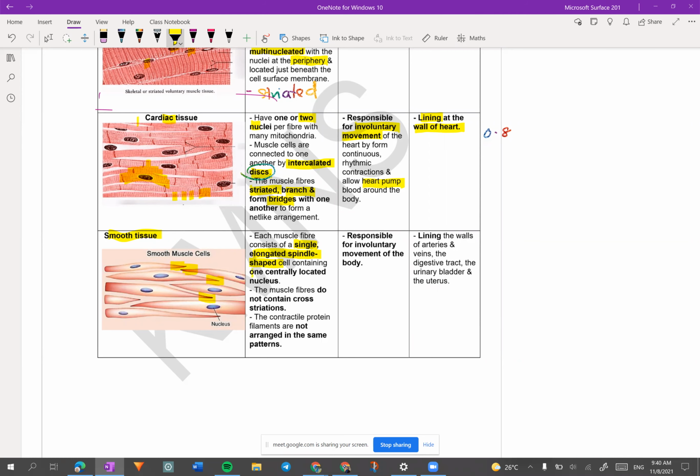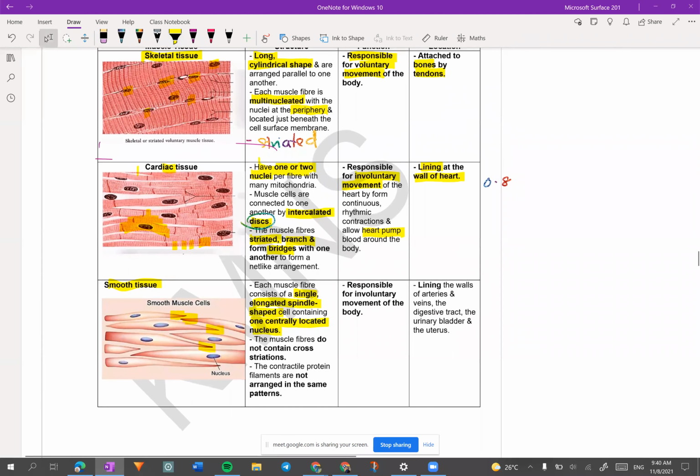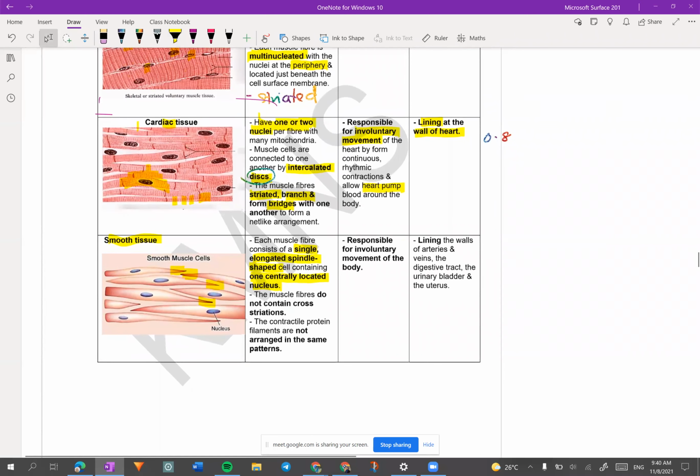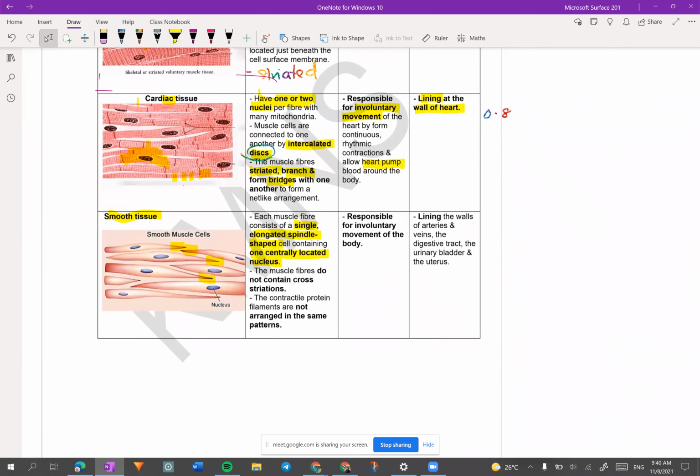Next, it has one centrally located nucleus. Okay, if the previous one was multinucleated, right? Have one or two nucleus. This one is multinucleated, and the nucleus is located near the peripheral. This one is more to, over here, a bit bigger.